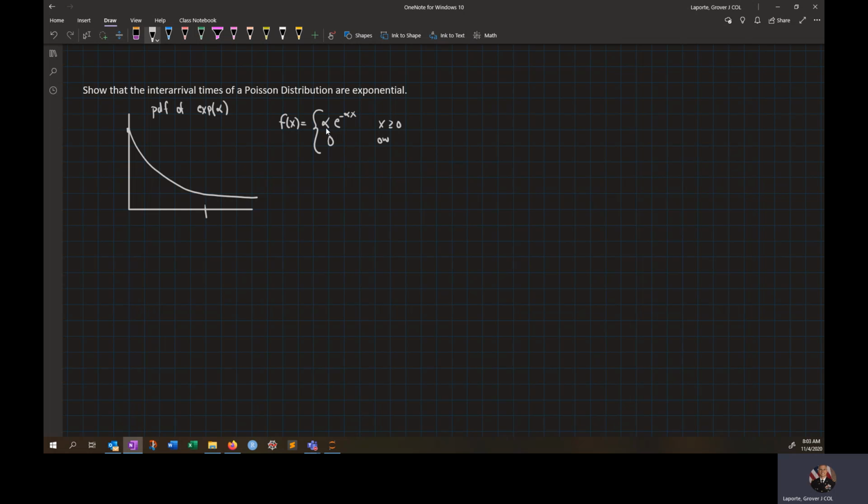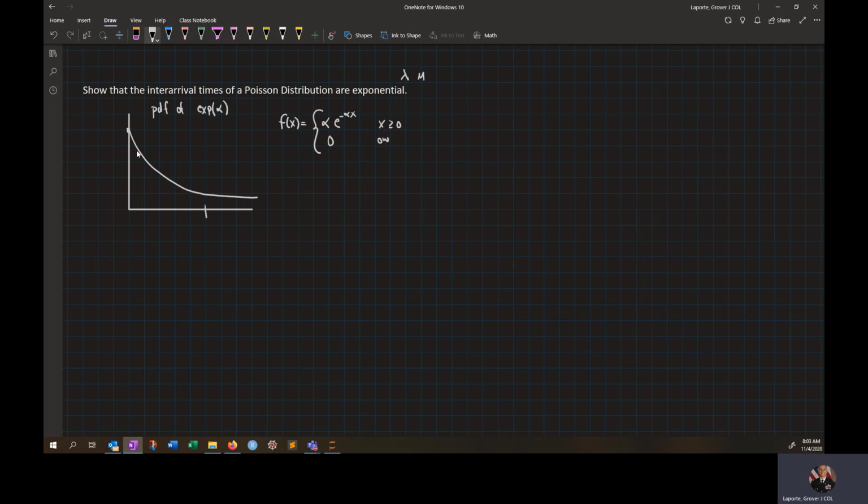Most people use lambda, just so you know. Most of the time you'll see lambda here or mu. I'm using alpha because I'm trying to connect it back to the Poisson distribution, where most people use alpha as far as the rate.